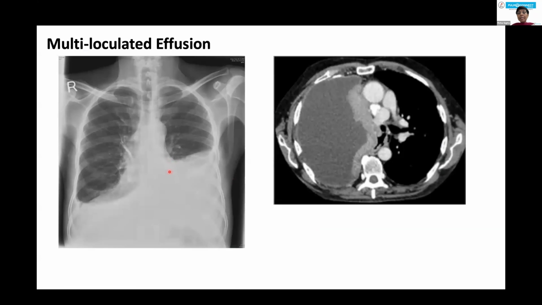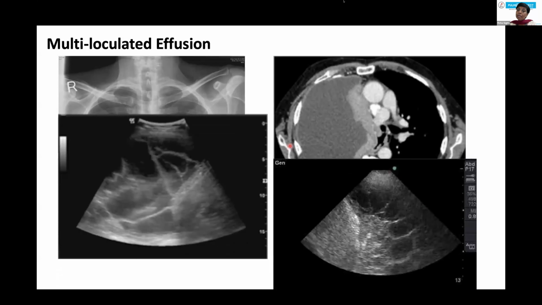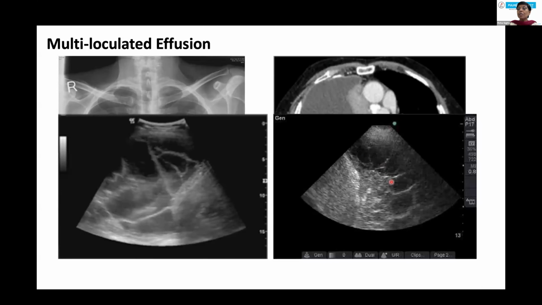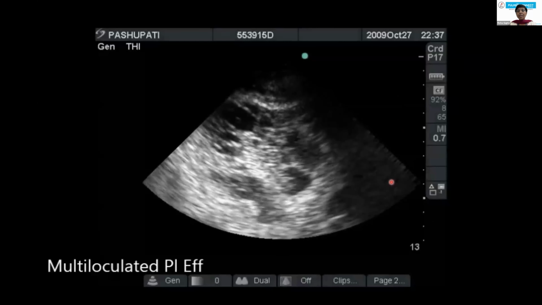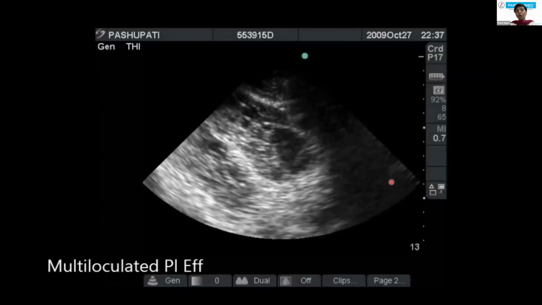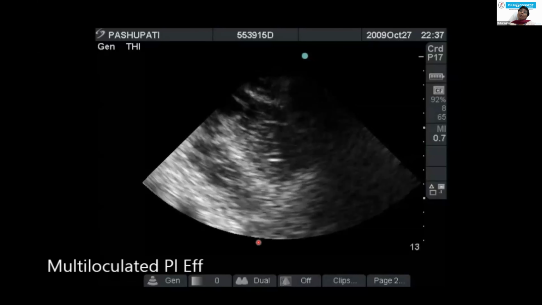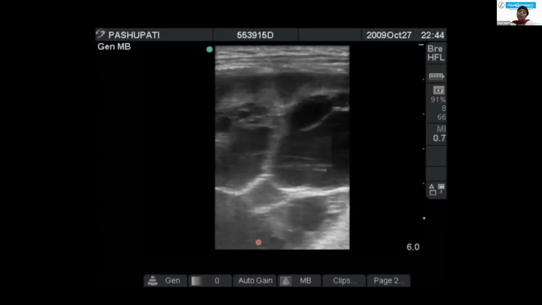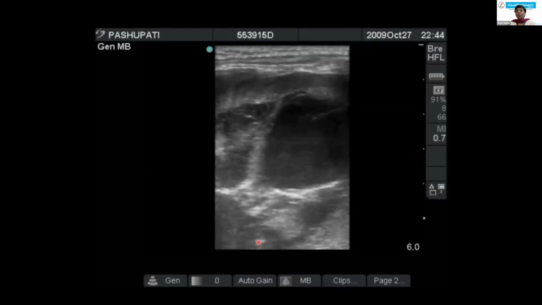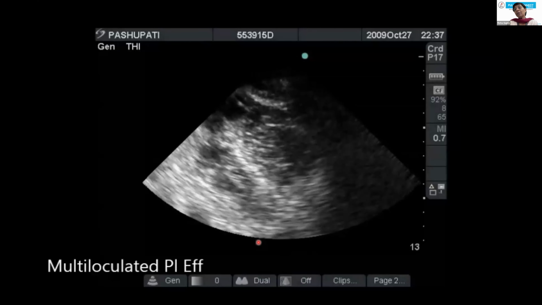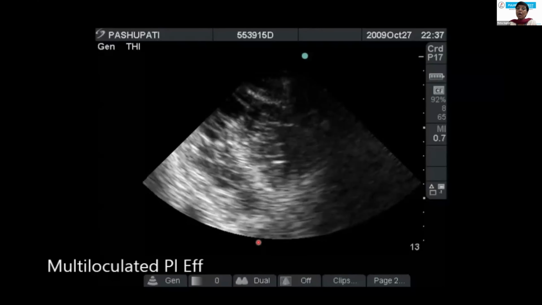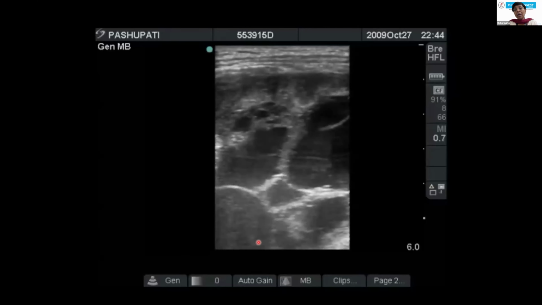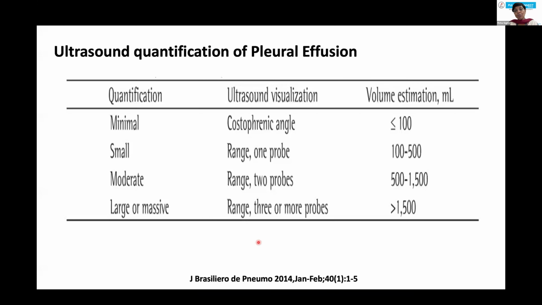Multiloculated effusion: you can see a chest x-ray here, which shows you, okay, yes, there is an effusion. A CT shows you, yes, there is a loculated effusion. But when you do an ultrasound, within this locule, how many internal septations are there? Ultrasound is the best modality to diagnose that. Look at this multiloculated effusion. This is how it would look. So if you have something like this, probably you know why you are failing. If you have not had an ultrasound and you do a diagnostic aspiration for a patient based on a chest x-ray, your tap may be a dry tap. So it is very, very essential that we should use ultrasound.